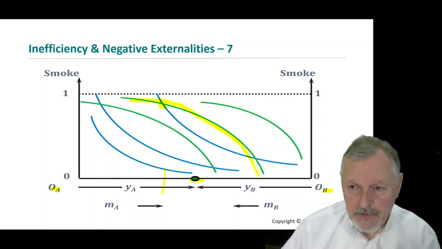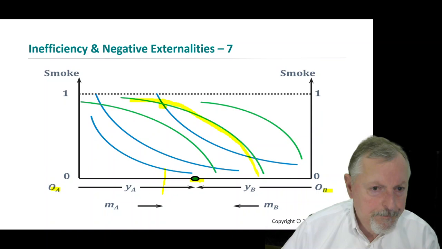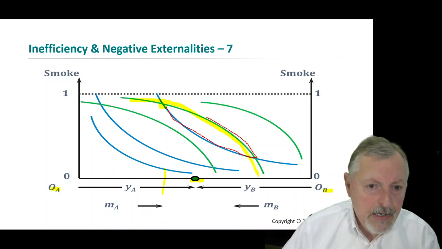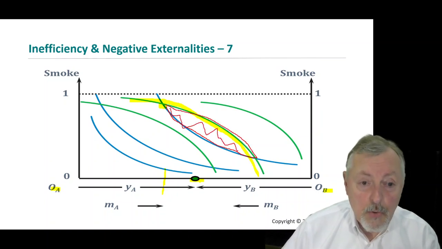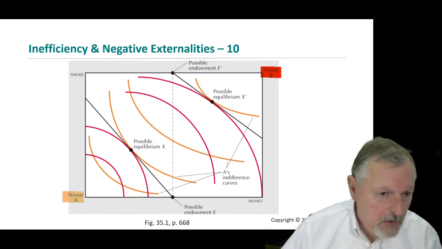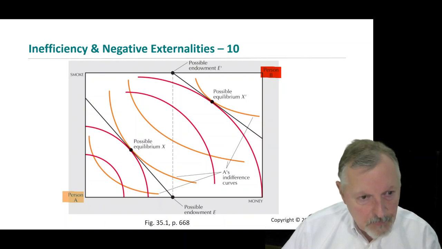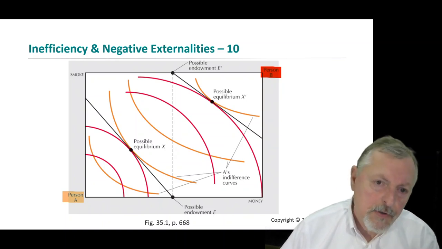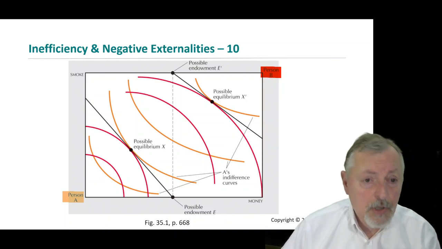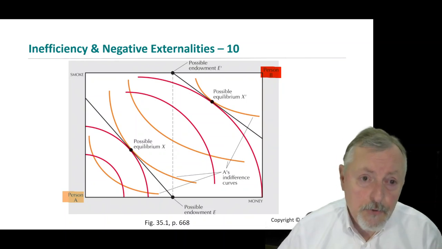What possible trades could there be? Well, it should be fairly obvious. Any allocation of money and smoke inside this area would make both better off. Here are some possible trades. Here I've highlighted person A with the orange indifference curves, person B the red ones. Let's look at different possible starting endowments and trades.